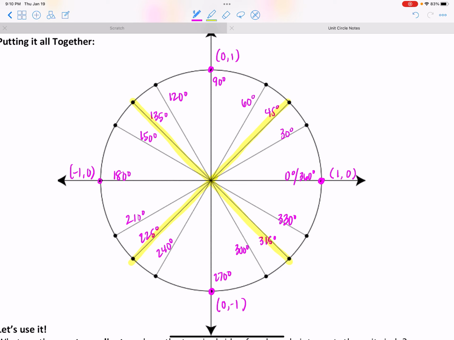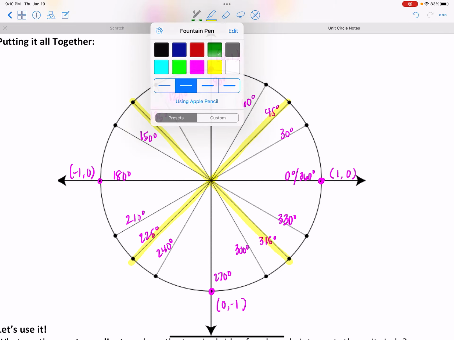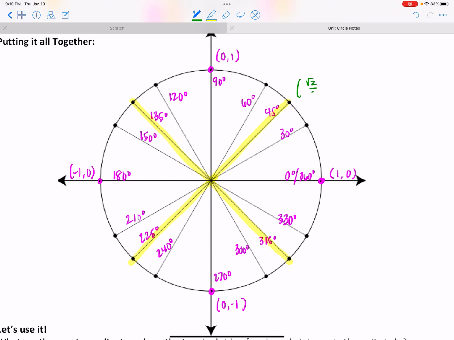So at 45 degrees, our coordinates were radical 2 over 2, radical 2 over 2. So now I just can go around here and say, okay, this one's got to be radical 2 over 2, and this one has to be radical 2 over 2. Same thing here, radical 2 over 2, radical 2 over 2. And then one more, radical 2 over 2, and then I'm going to go through and change my signs. So in quadrant 1, everything's positive. In quadrant 2, the x is negative. In quadrant 3, they're both negative. And then in quadrant 4, the y is negative. Boom. A third of the way there.